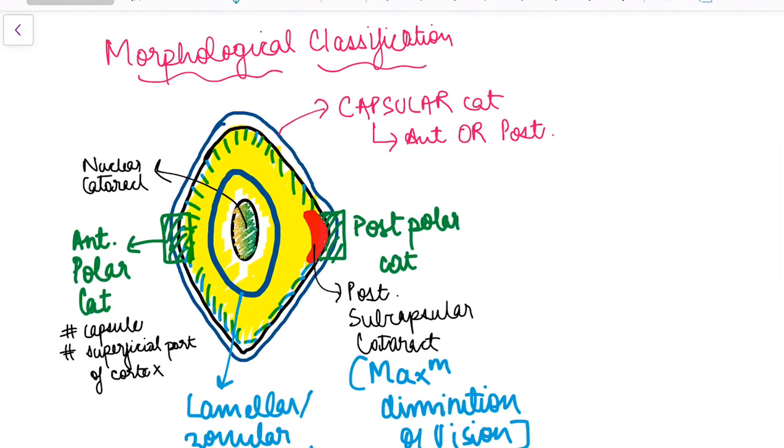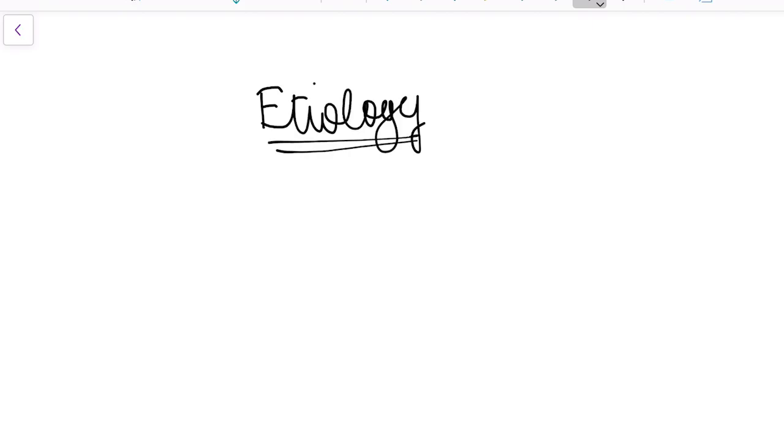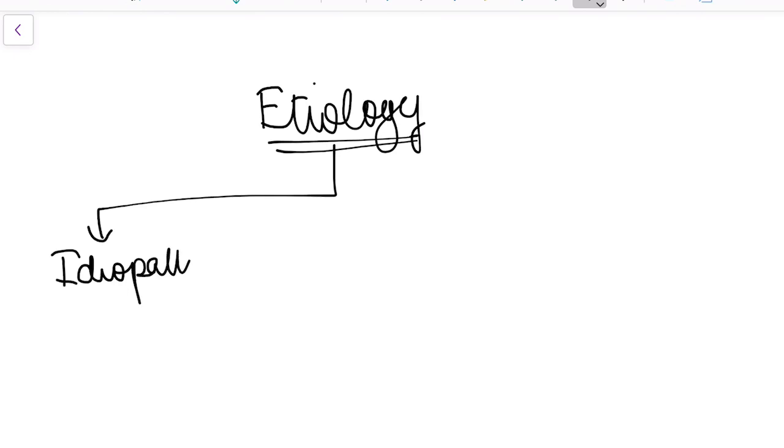So if we remember the whole structure, we need not mug up the things. Let's have a look at the etiology of congenital cataracts, just in short. Okay, etiology. It can be idiopathic, in most cases. It can be hereditary.